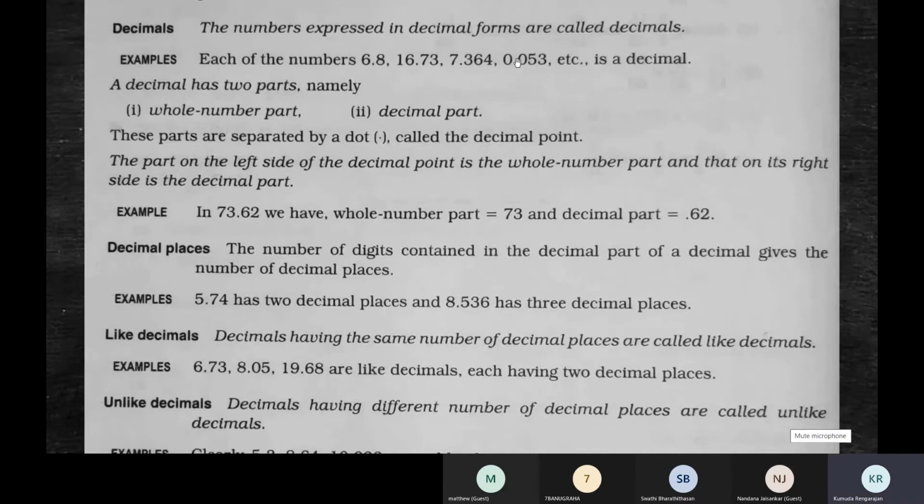In the decimal, you have the decimal point, and you have two parts. Whole number part: here 0 is the whole number part, and 053 is the decimal part. The part before the decimal point is the whole number part. The part after the decimal point is the decimal part. You can see that these two parts are separated by the decimal point.